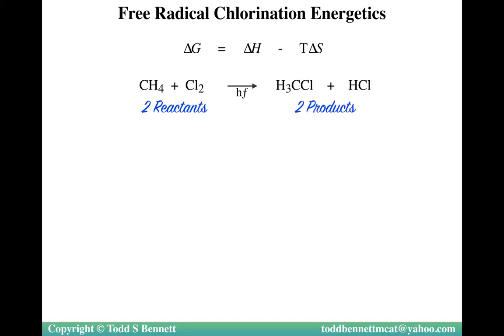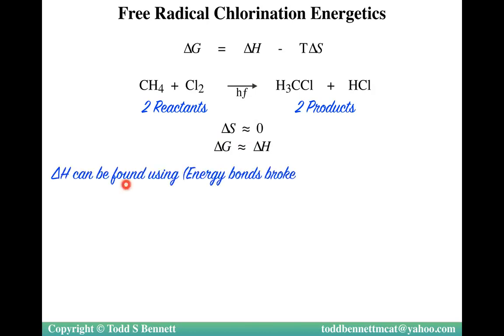2 reactants, 2 products. So delta S, no rings, no pi bonds, no real complication with sterics, 2 atoms, 2 atoms, 5 atoms, 5 atoms. It's pretty much the same thing. So as far as delta S goes, essentially 0, which means delta H is essentially equal to delta G. So delta H can be found, and consequently so can delta G. But I'm going to use the delta H approach of energy of the bonds broken minus energy of the bonds formed. So we're revisiting chapter 6.